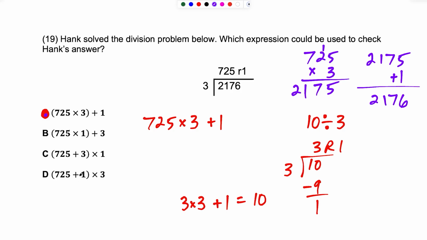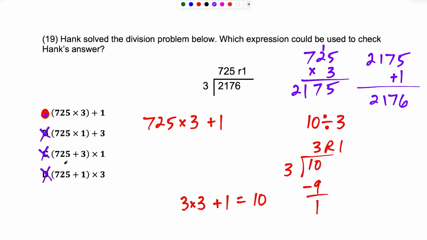And you could check all the answer choices here, but these are going to be no good. Okay, they're all going to cancel out. If you want to think about it conceptually, well, for this one, we wouldn't multiply 725 by the remainder. We would multiply by the divisor and then add the remainder. So B is out.